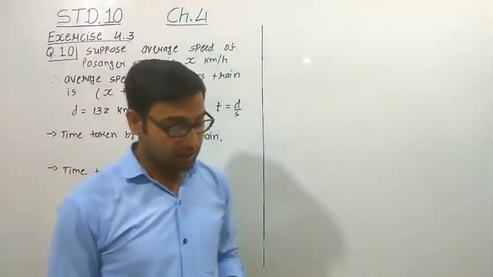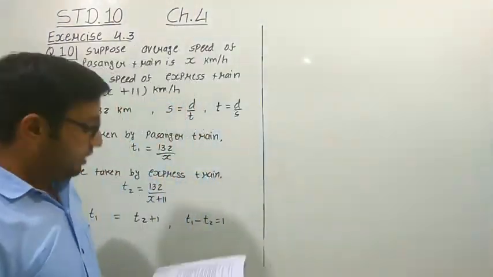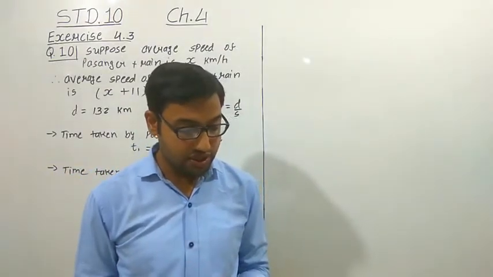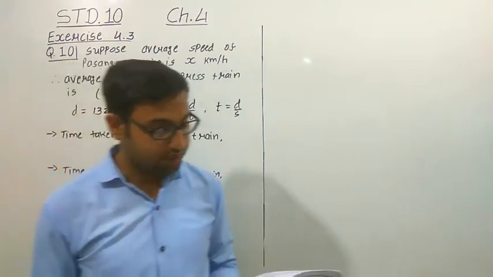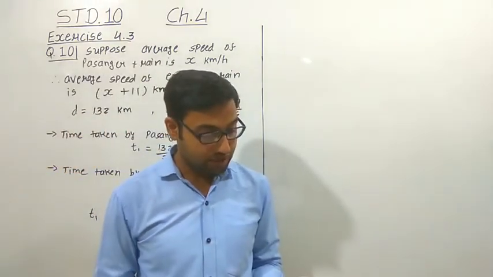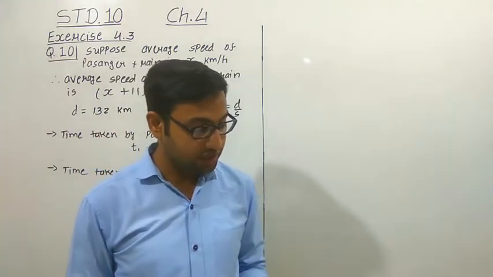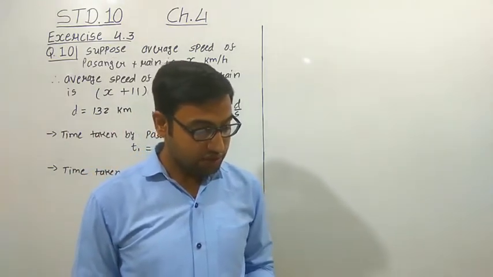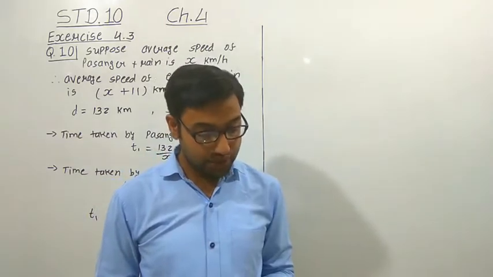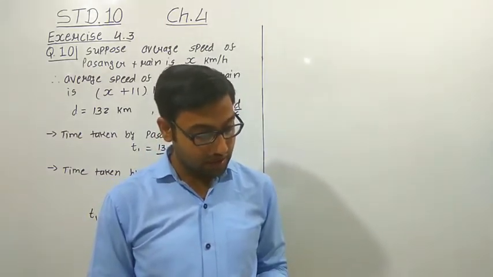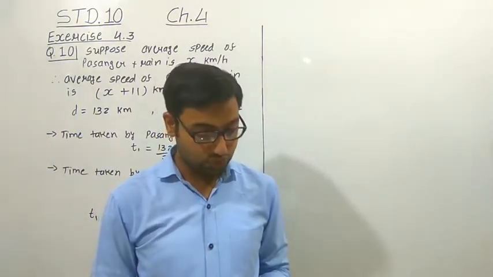Okay, let us study question number 10. The question is, an express train takes 1 hour less than a passenger train to travel 132 km between Mysore and Bangalore, without taking into consideration the time taken for stops at the intermediate stations. If the average speed of the express train is 11 km per hour more than that of the passenger train, find the average speed of the two trains.